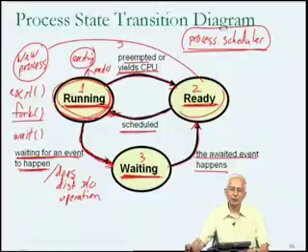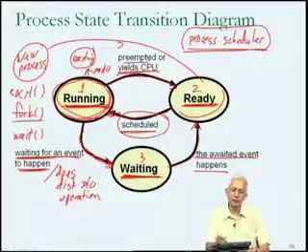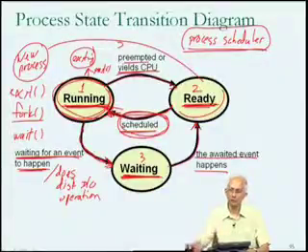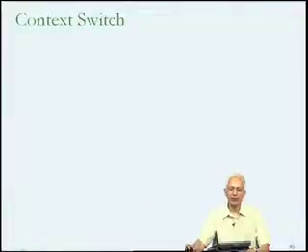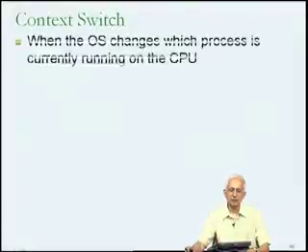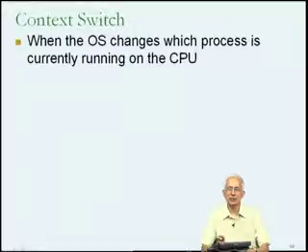Okay, now let us think a little bit about what is involved in the transition from ready to running, which happens when a process which was ready is scheduled to run. Now, this particular event is often referred to as a context switch, and it is called a context switch because it is what happens when the operating system changes which process is currently running on the CPU.